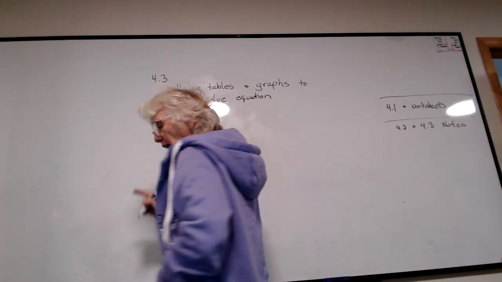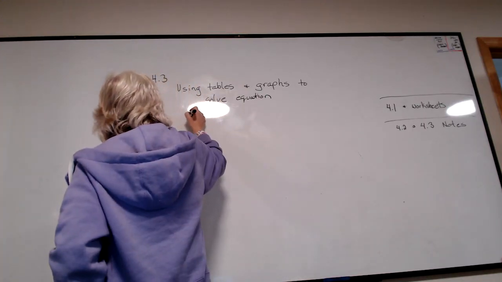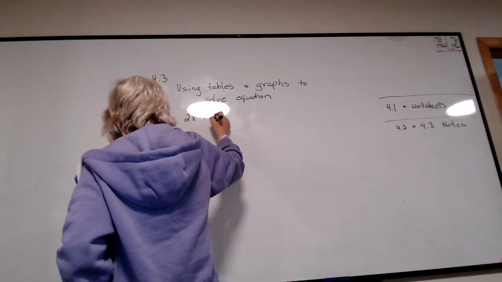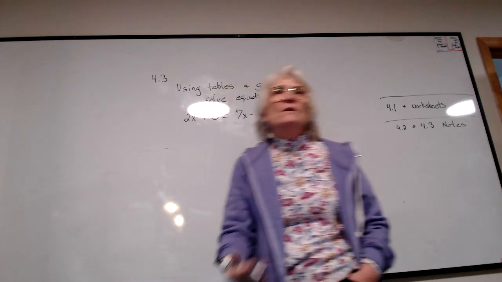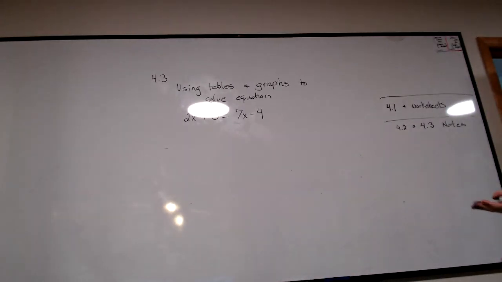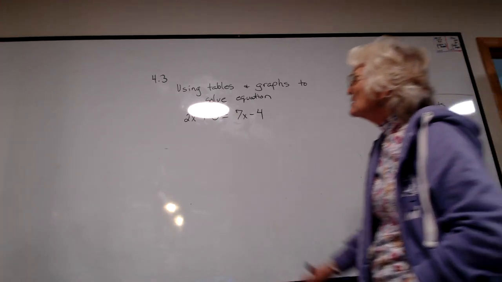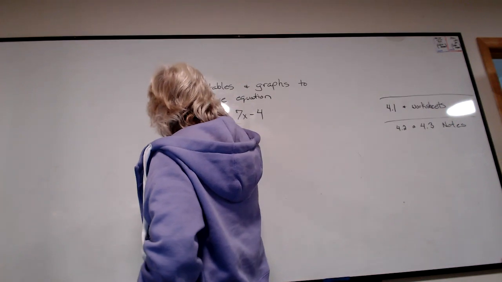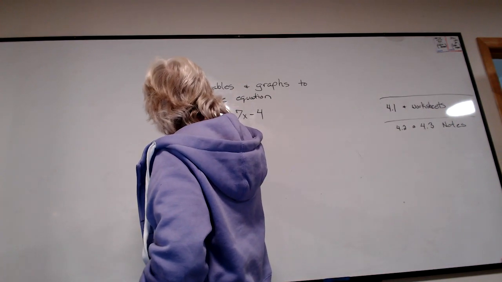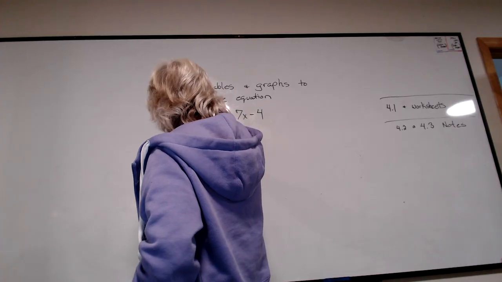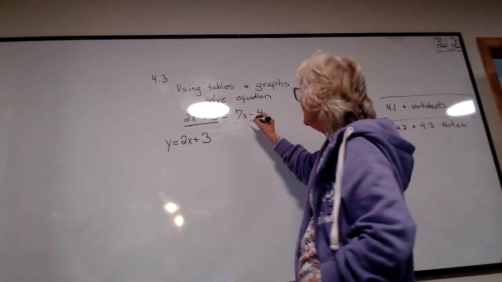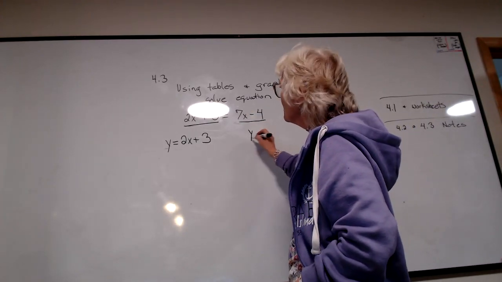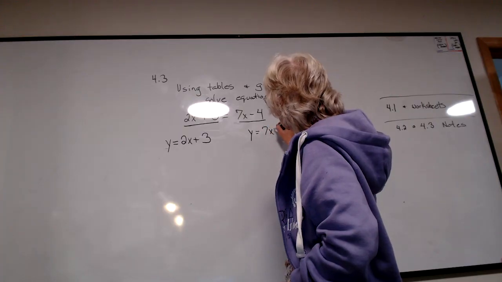So let's say that we have this equation. If we have 2x plus 3 equals 7x minus 4, okay? We want to figure out what x is here. That's what we're looking for. So what we can do is set this half into an equation of a line, and I set the other one into an equation of a line by just plotting y equals 7x minus 4.